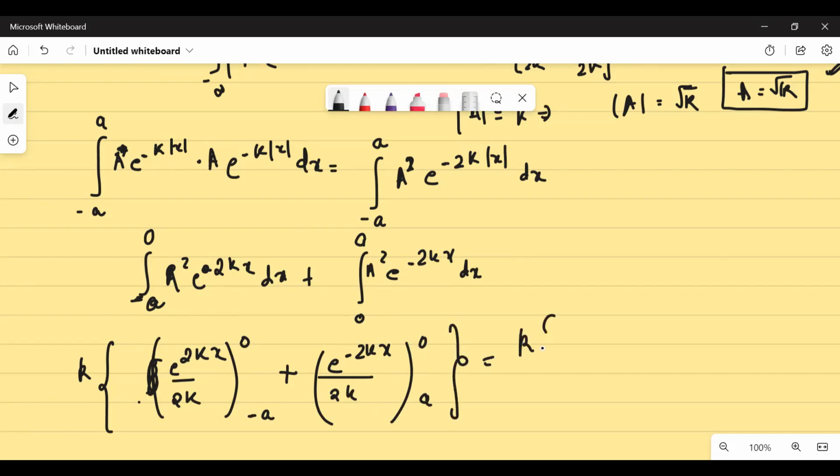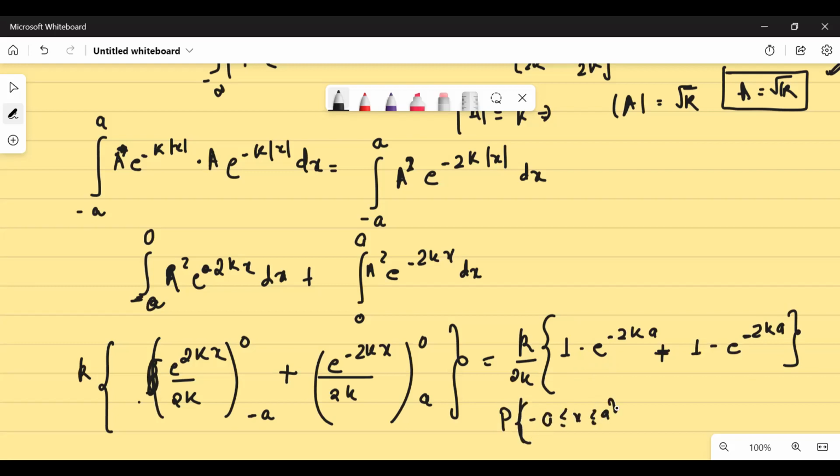Overall, this will become k, and here you have 1 by 2k, so I'll write 2k outside. This is 1 minus e to the power minus 2ka, plus 1 minus e to the power minus 2ka. So overall, just take 2 common out. So overall, you will get the probability of finding the particle from x equals minus a to x equals plus a. It can be written as 1 minus e to the power minus 2ka.